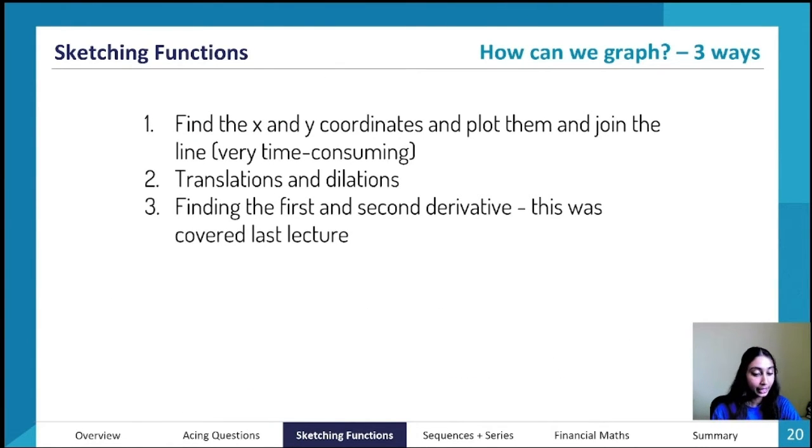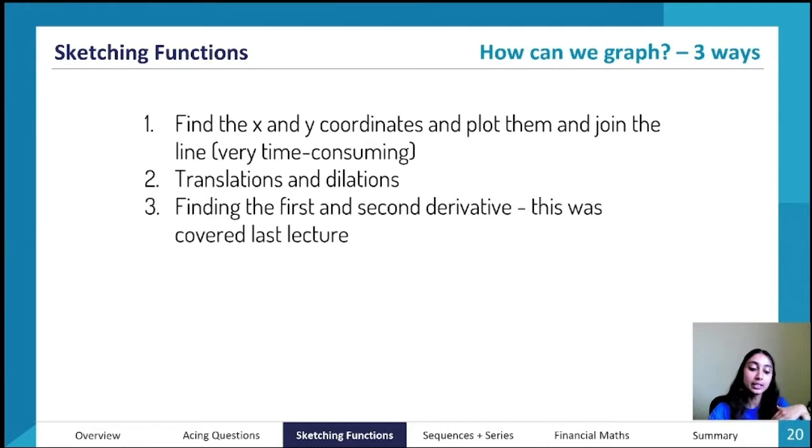Okay, so how do we actually graph a graph? There are three simple steps. First, we find the x and y coordinates and plot them to join a dot-to-dot curve or line. It kind of works, but it is very time consuming, and sometimes you might miss the actual turning points. So it's an okay method.